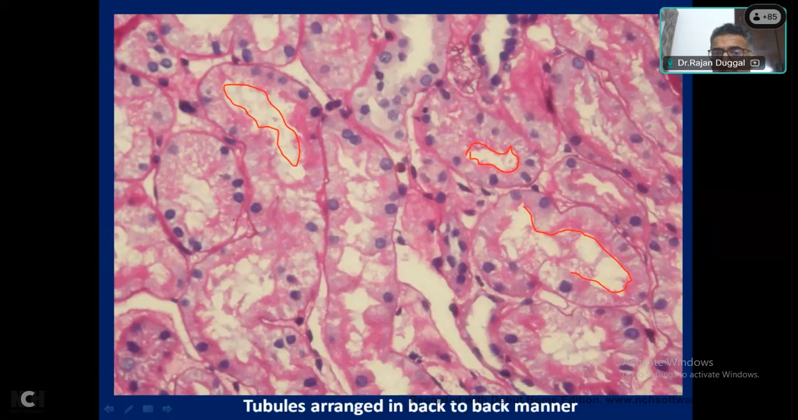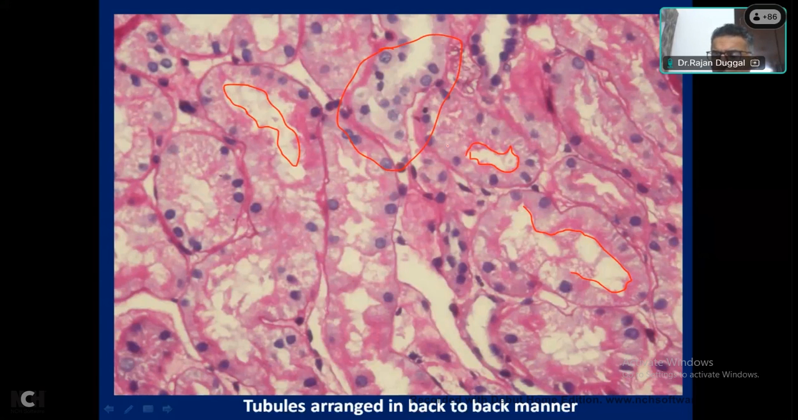But just see on the PAS stain also, the cytoplasm of these proximal tubules is more granular. It is more granular as compared to this distal tubule. You can see this is the distal tubule. It is not as granular as a proximal tubule. The cytoplasm of the proximal tubule is granular because they have a lot of mitochondria, and these mitochondria are missing in the distal tubule. So how you can differentiate a proximal from a distal is, proximal will be larger.